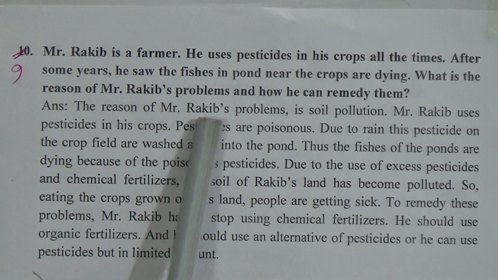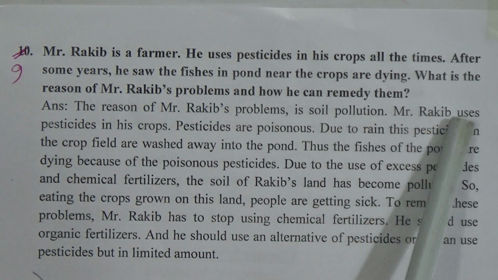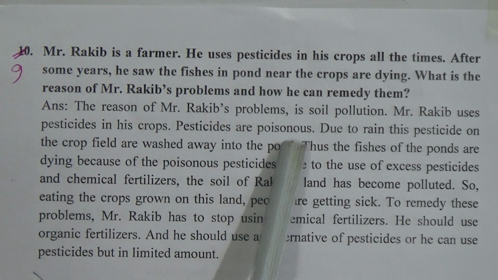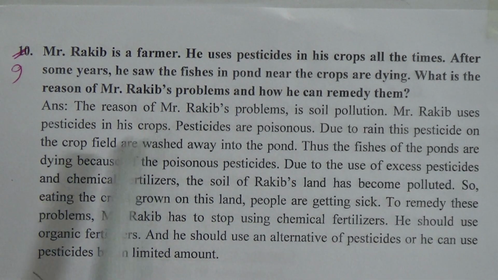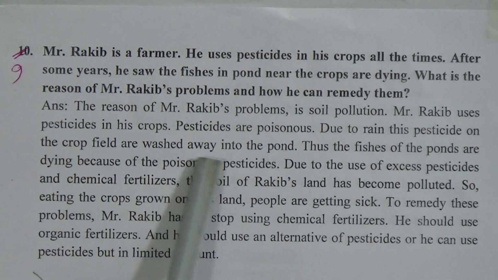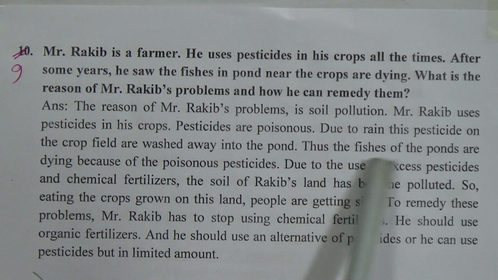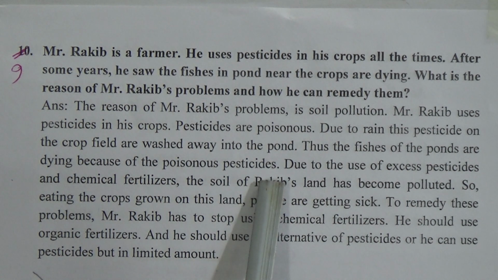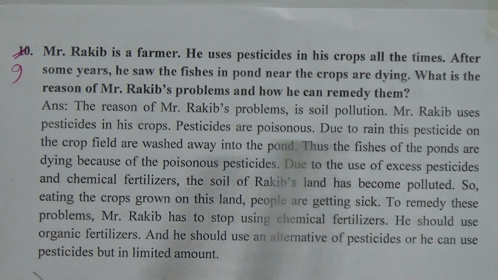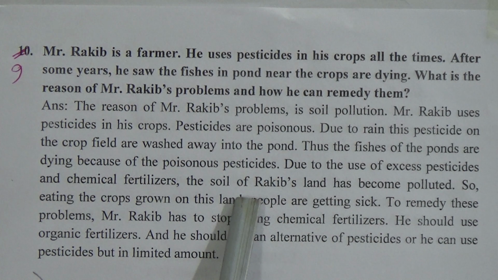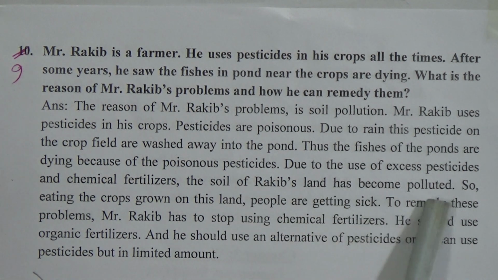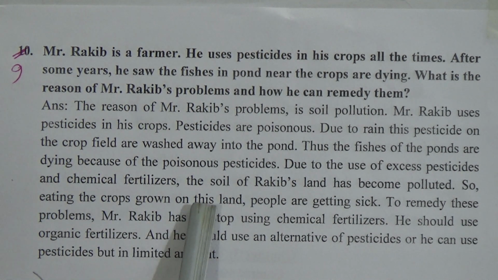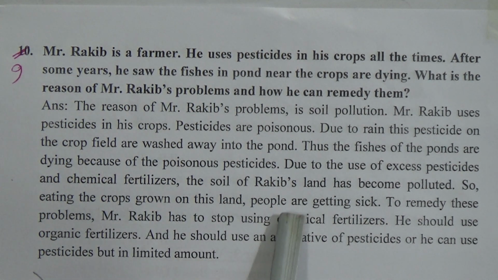The reason of Mr. Rakib's problem is soil pollution. Mr. Rakib uses pesticides in his crops. Pesticides are poisonous. Due to rain, these pesticides on the crop field are washed away into the pond. Thus, the fishes of the pond are dying because of the poisonous pesticides. Due to the use of excess pesticides and chemical fertilizers, the soil of Rakib's land has become polluted. So, eating the crops grown on this land, people are getting sick.